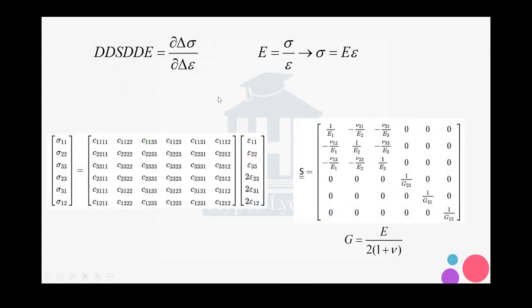DDSDDE is very important. DDSDDE means the derivative of stress with respect to the derivative of strain, as you can see here. If you look at it, it's somewhat close to the Young modulus equation. If we write it like this, it reminds us of this matrix. In continuum mechanics, we don't have a single value for material properties. We have a matrix. If you remember, we need to define the matrix for finding the material behavior during a process.